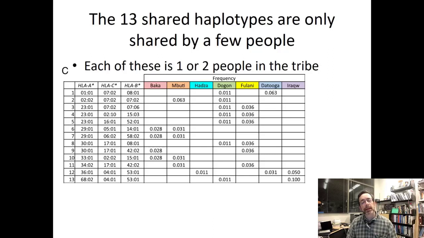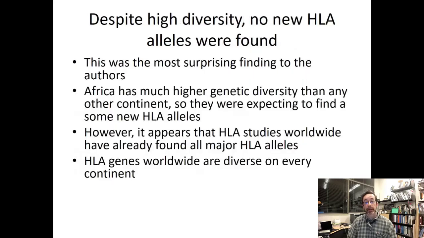The shared haplotypes are only shared by 1 or 2 people in each tribe, and there's only 13 overall. Out of 200 different haplotypes, only 13 are even shared. That means there's lots of diversity. There's lots of different HLA A, B, and C genes in the population, which is good for immunity. It could be bad for pregnancy, however, because again, pregnancy is hardwired in the sense that you want to have a similar HLA to the KIR. For immunity, you want as much diversity as you can.